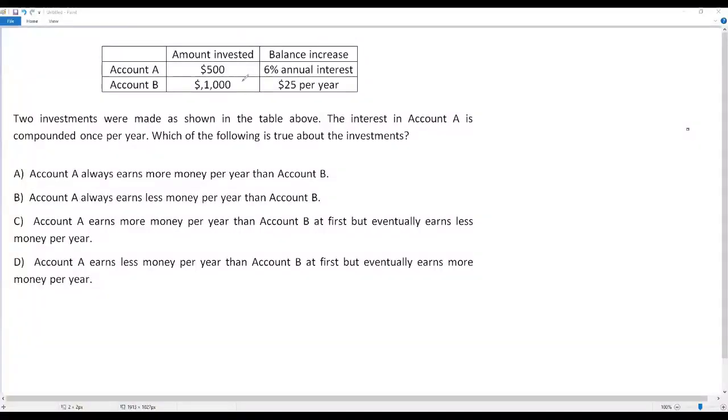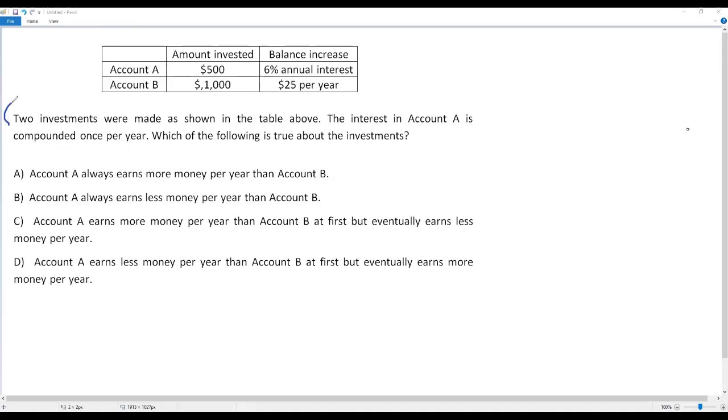Here we have a SAT math question. There is some data in the table. So there are two accounts, account A, account B. In account A, $500 is invested and it pays 6% annual interest. And in account B, $1,000 is invested and it pays $25 per year. That is, the balance will increase by $25 per year.